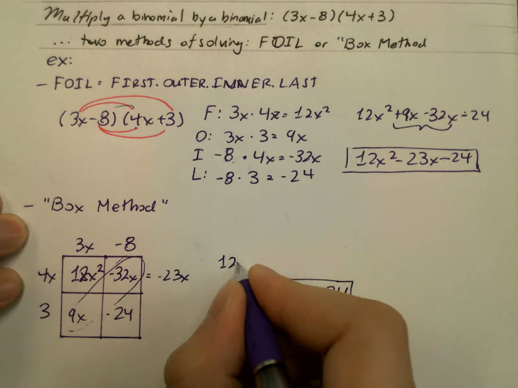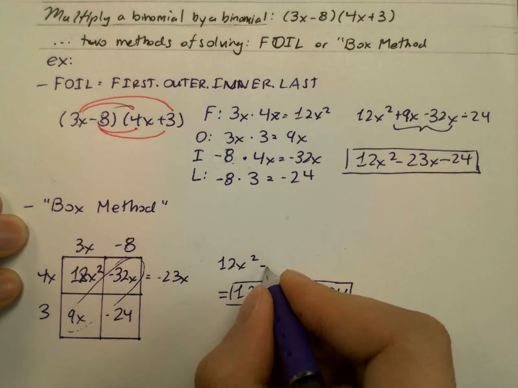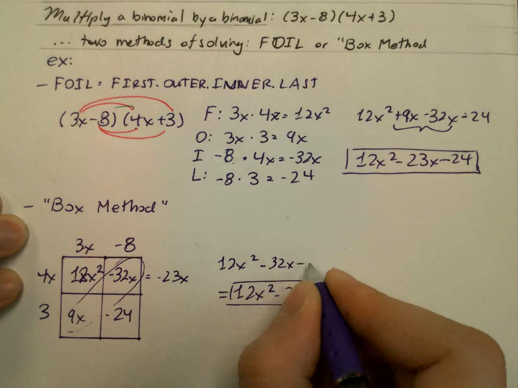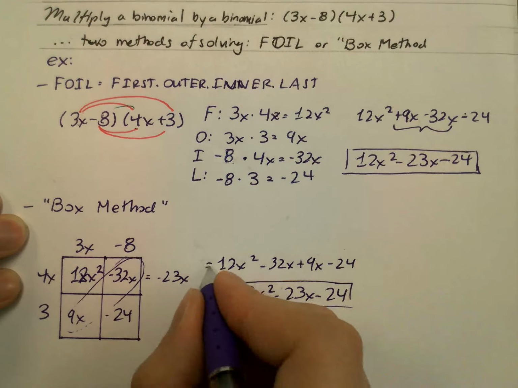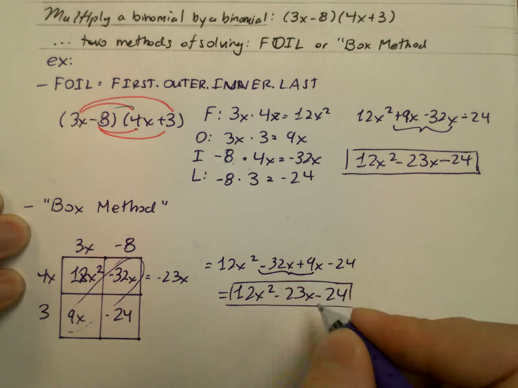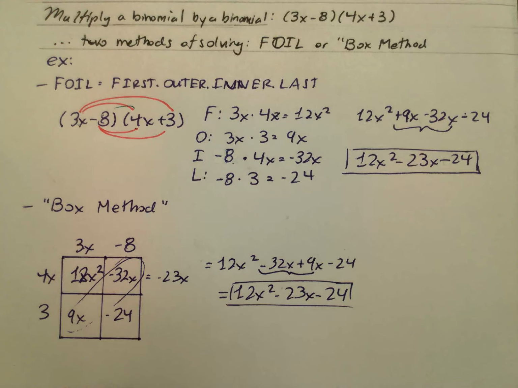Okay? So with the box method, you multiply into the box, add to get out of the box. It's kind of a shortcut to remember. You multiply into the box, you add to get out of the box. I'm just rewriting that up there just so you can see what was going on. Any questions so far on that?